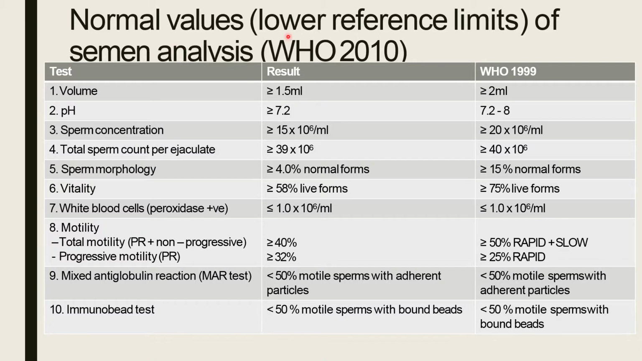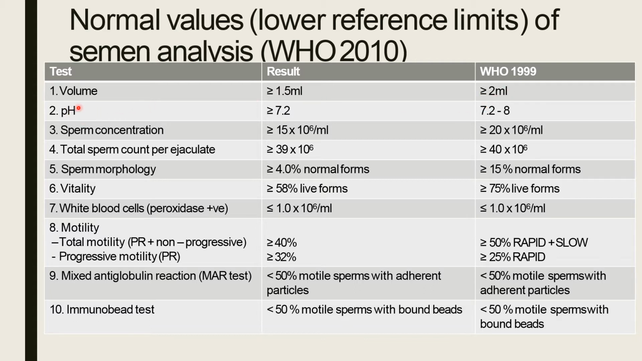Here we can see normal values of the semen analysis that are being used as reference values. In 1999 the WHO had given these values. They were a little more, and now because fecundity and fertility status are decreasing, keeping that in consideration, WHO has reduced the values. Volume should now be equal to or greater than 1.5 ml. Previously it was 2 ml.